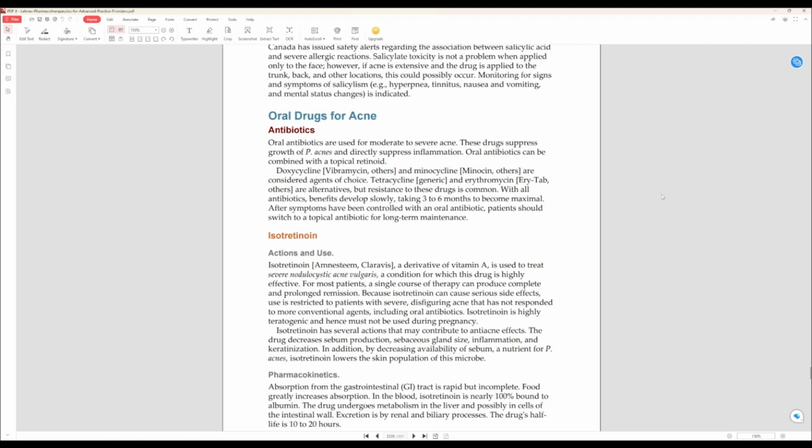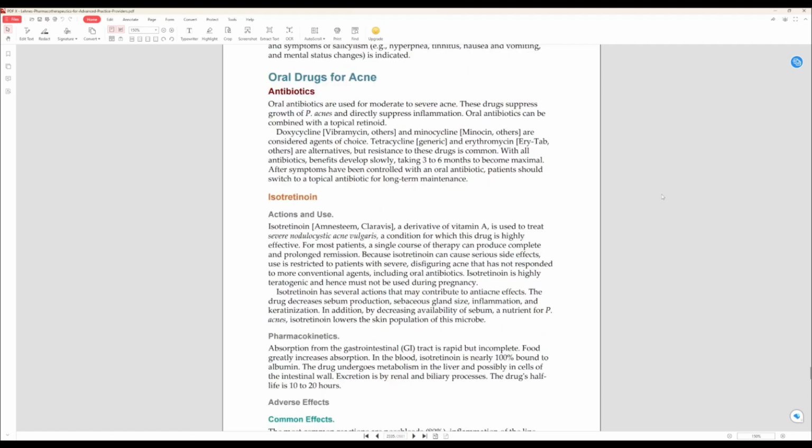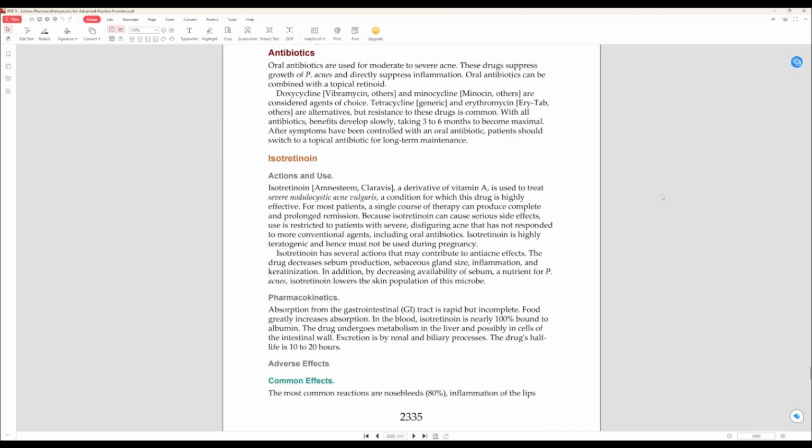Doxycycline, minocycline, and Minosin are considered the agents of choice. Tetracycline and erythromycin are alternatives, but resistance to these drugs is common. With all antibiotics, the benefits develop slowly, taking anywhere between 3 to 6 months to become maximal. After symptoms have been controlled with an oral antibiotic, patients need to switch to a topical antibiotic for long-term maintenance.